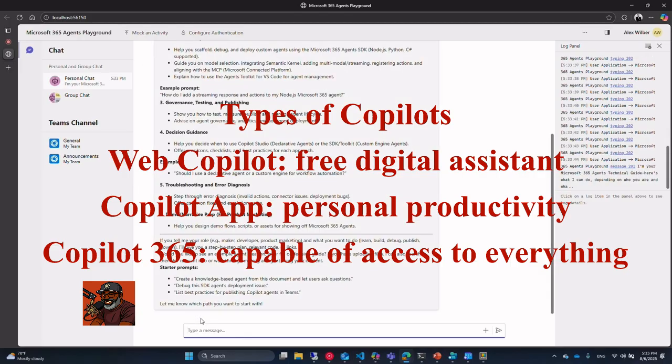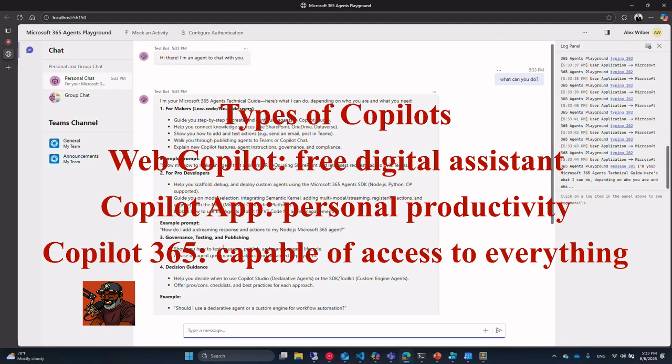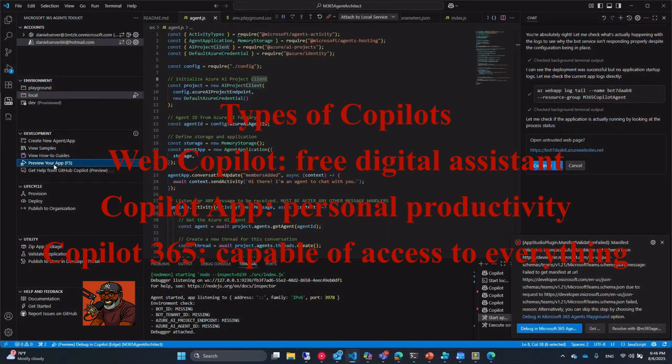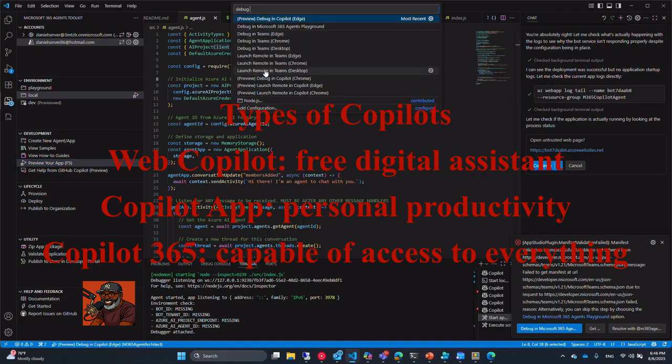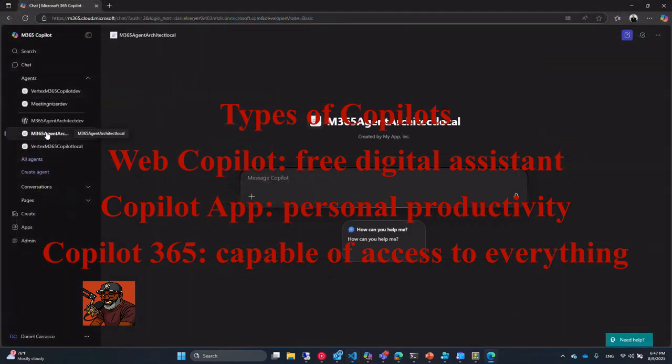First is Web Copilot. That's the free assistant that you can get in your web browser. You don't need a license. It doesn't have any access to any of your organizational data, and it's used just for general purpose stuff, not the in-depth stuff. It can do general purpose queries. It can do a summary. It can help you write something or something like that.